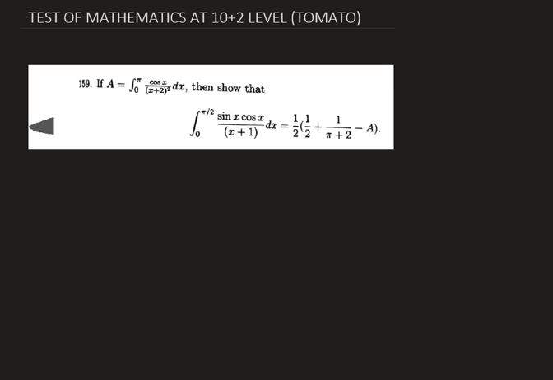Today we are going to solve one problem from Test of Mathematics at 10 plus 2 level, which is a very well known book published by Indian Statistical Institute to help students in their preparation for I.S.I entrances. So let's check what is in this question.